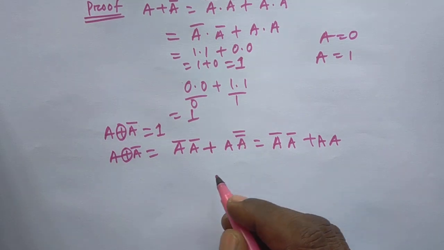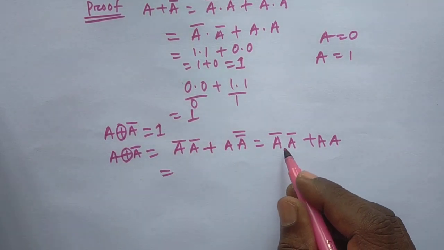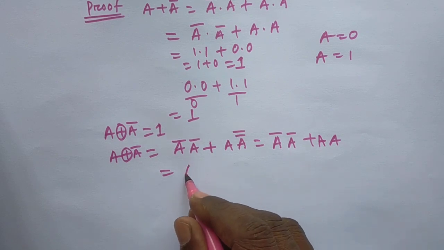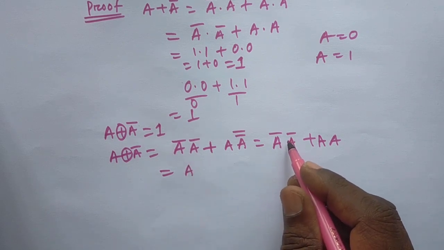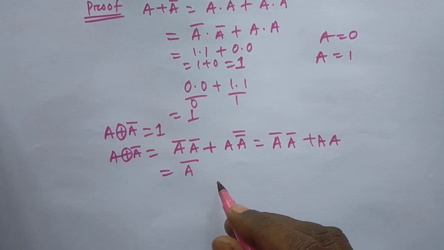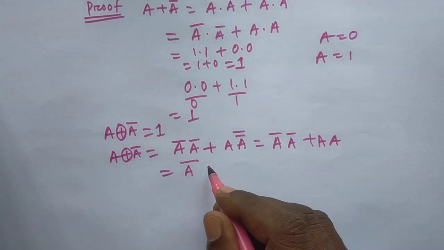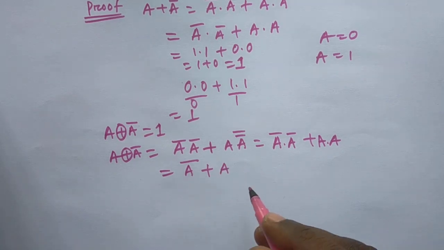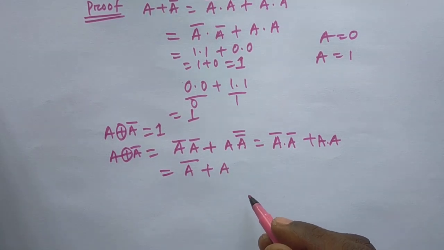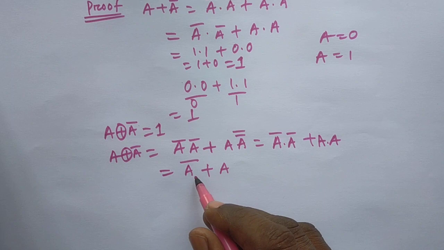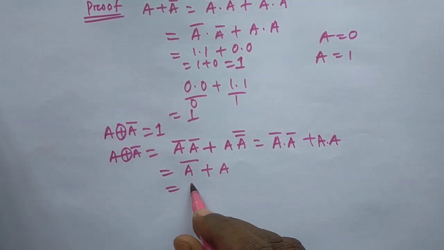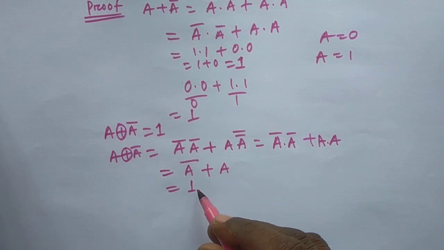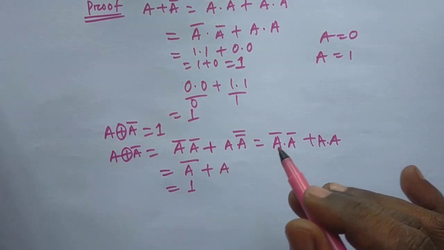Okay, so here what happens? If we go through this one, A complement and A complement both will be A complement. Very simple way. Plus A dot A, that will also be A. And A plus A complement is always 1. Remember, A plus A complement is always 1. You can test it anyway.